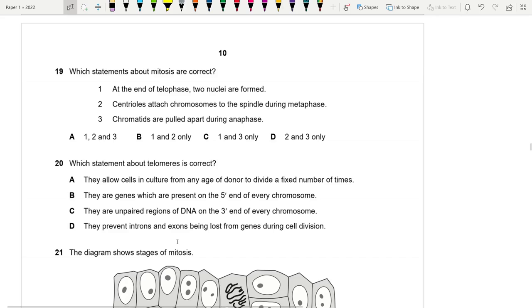Which statements about mitosis are correct? At the end of telophase, two nuclei are formed. Centrioles attach chromosomes to the spindle during metaphase. Chromatids are pulled apart during anaphase. 3 is correct. Chromatids are pulled apart during anaphase, just after metaphase. At the end of telophase, two nuclei are formed. This is also true. After telophase, cytokinesis occurs and two nuclei are formed.